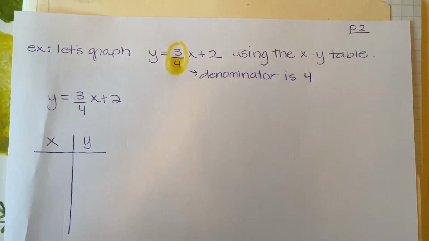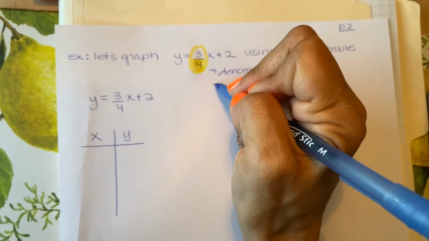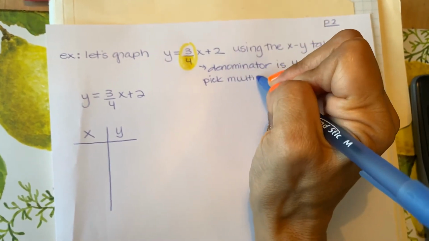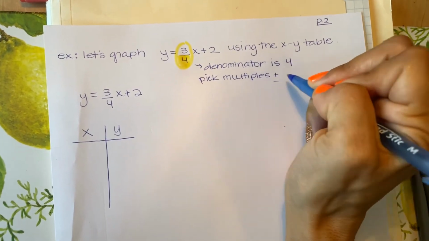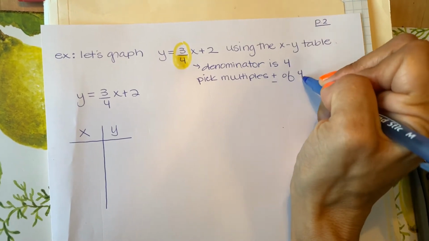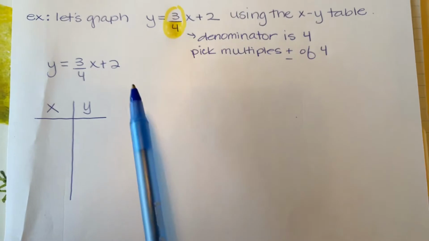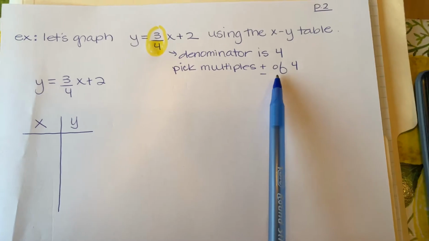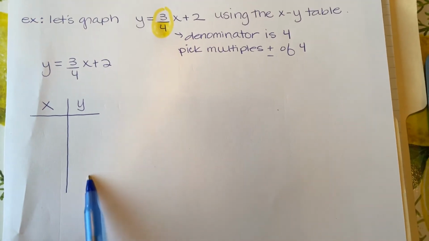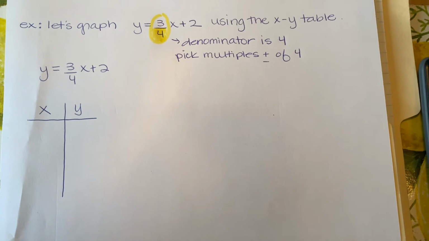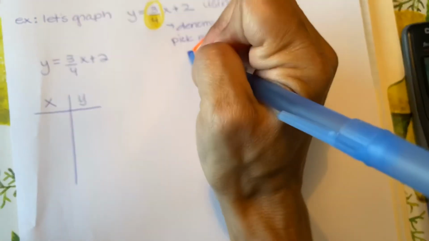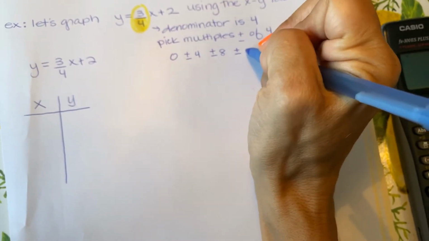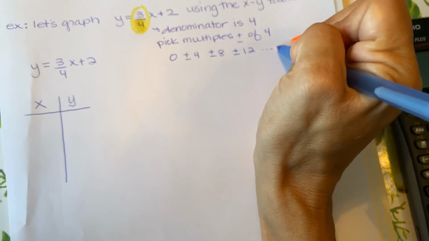Okay, why does that matter? You want to pick multiples, and by multiples I mean positive and negative multiples of 4. And as long as you pick multiples of 4 here, remember 0 is a multiple of 4, then you will ensure that these y values are not fractions or decimals. Okay, so what I mean is you can pick 0, plus or minus 4, plus or minus 8, plus or minus 12, 16, and so forth, right?